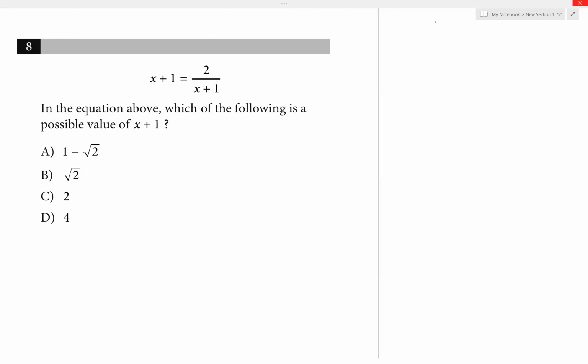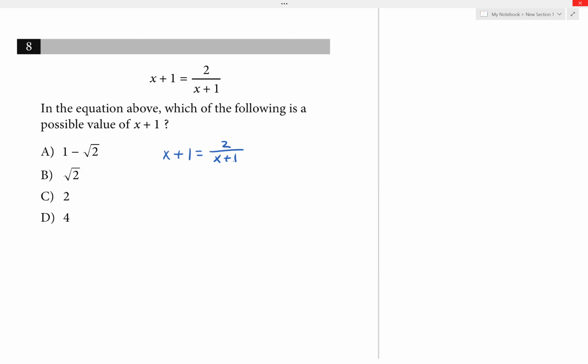All right, number 8. In the equation above, which of the following is a possible value of x + 1? Okay, and the equation is x + 1 equals 2 over x + 1. So this is the equation that we have.